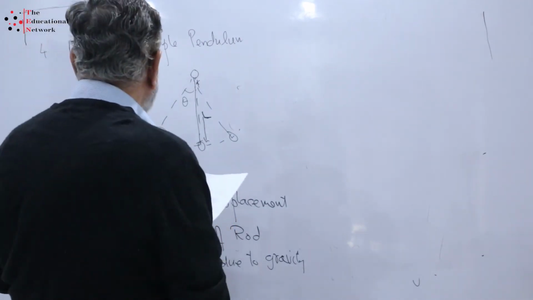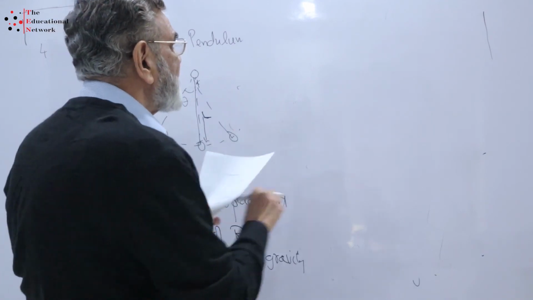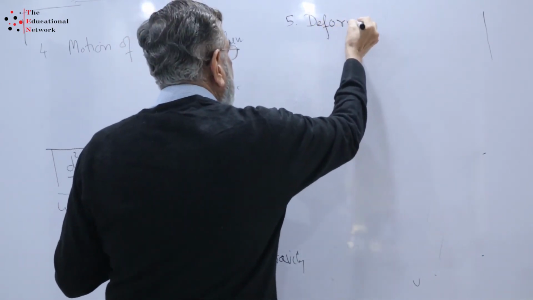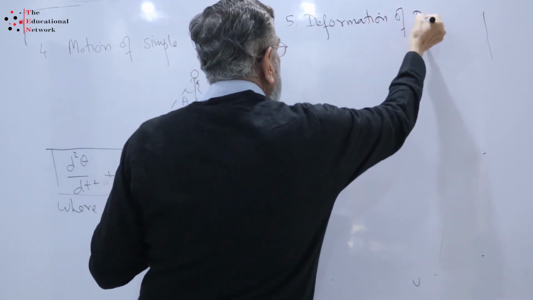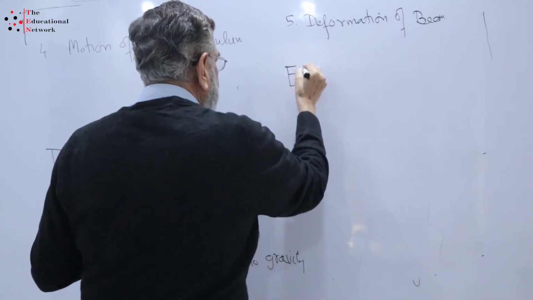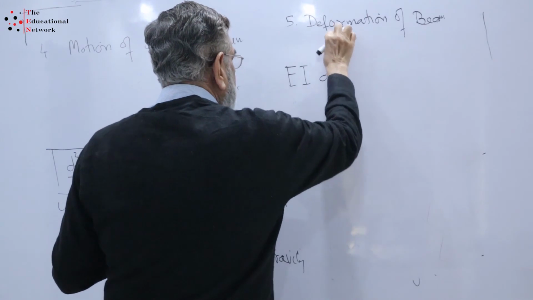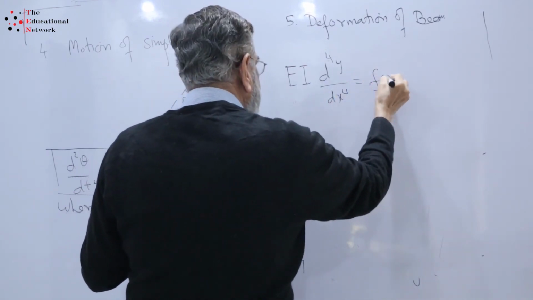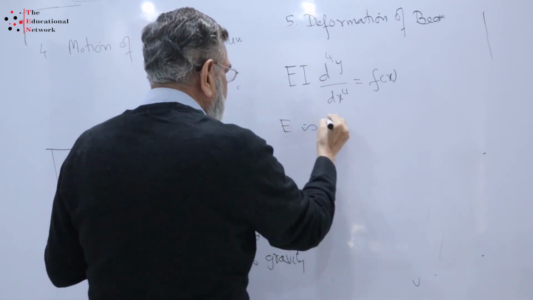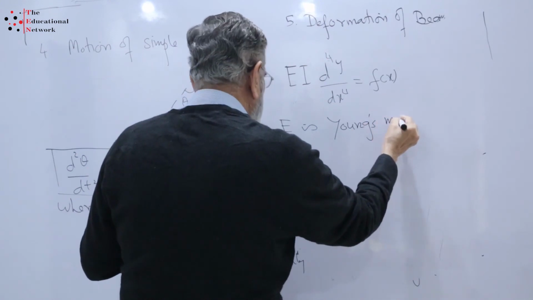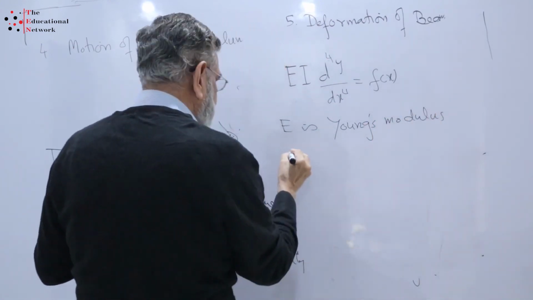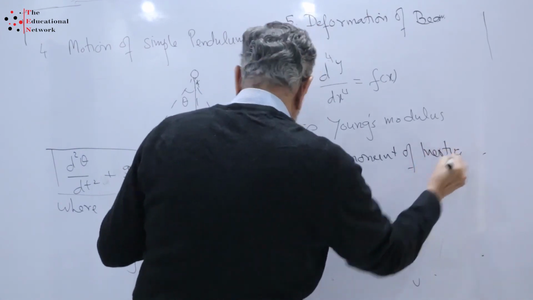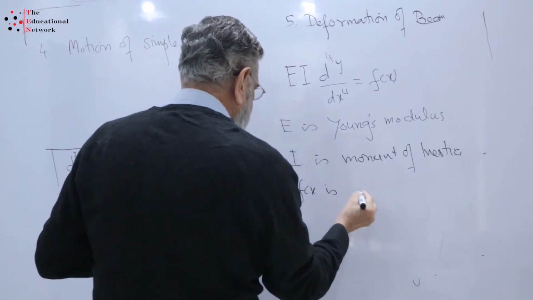We have here the fifth example. I'm especially going to mention this one, the deflection of a beam. EI d⁴y by dx⁴ is equal to f(x), where E is Young's modulus, I is the moment of inertia, and f(x) is the load per unit length.